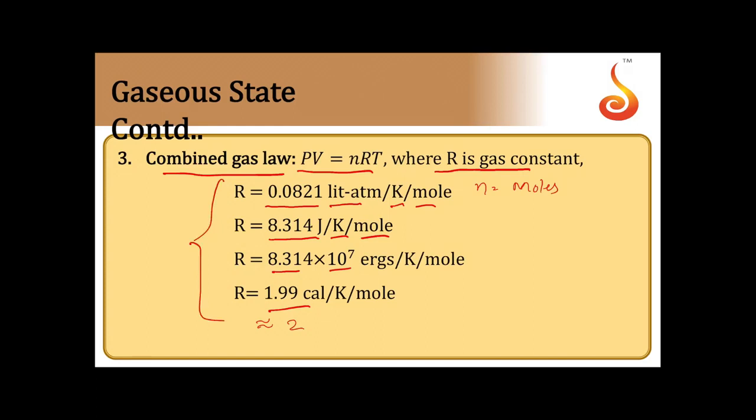So once again, R is equal to 0.0821 liter atmospheres per mole per Kelvin, or 8.314 joule per mole per Kelvin, 8.314 into 10 to the power of 7 ergs per mole per Kelvin, 1.99 or nearly 2 calorie per mole per Kelvin. These values must be remembered.